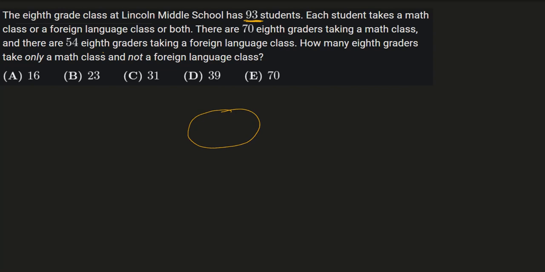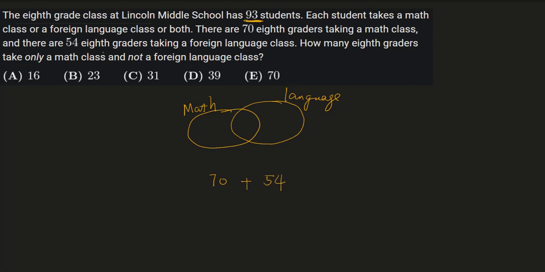Suppose this is the number of students that take a math class. And let's assume this is the number of students that take a foreign language class. So we'll just call that language, right? And because we know the number of students taking math class is 70, and the number of students taking a foreign language class is 54.